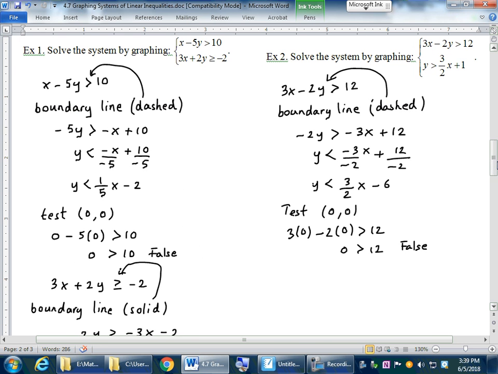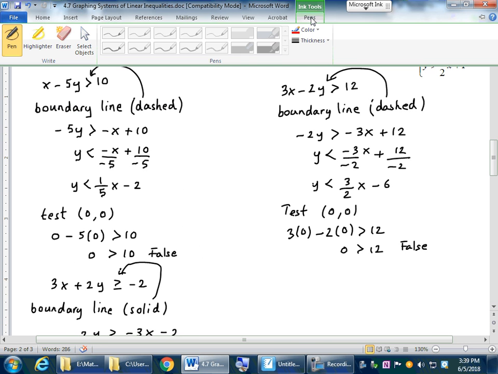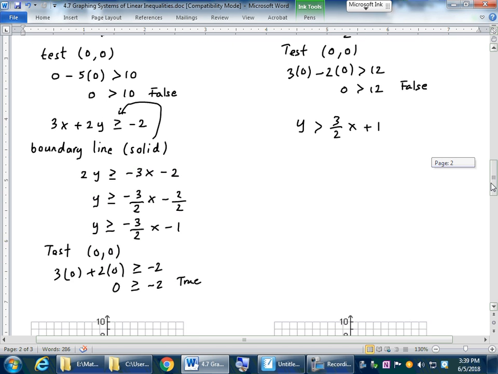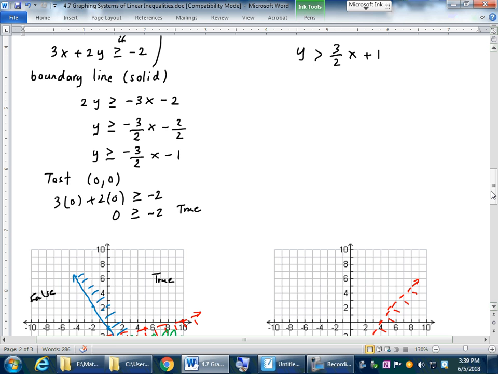So now we're going to do the same thing for the second inequality. The second inequality is y is greater than 3 over 2x plus 1. It's already in slope-intercept form. So this tells us our boundary line, right? Our boundary line is also what?